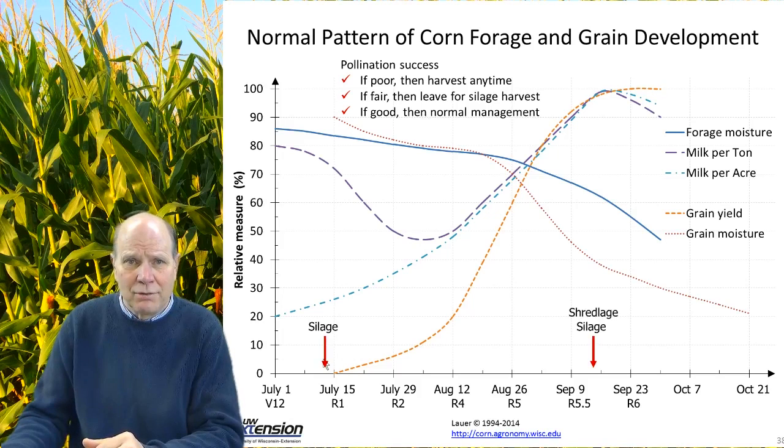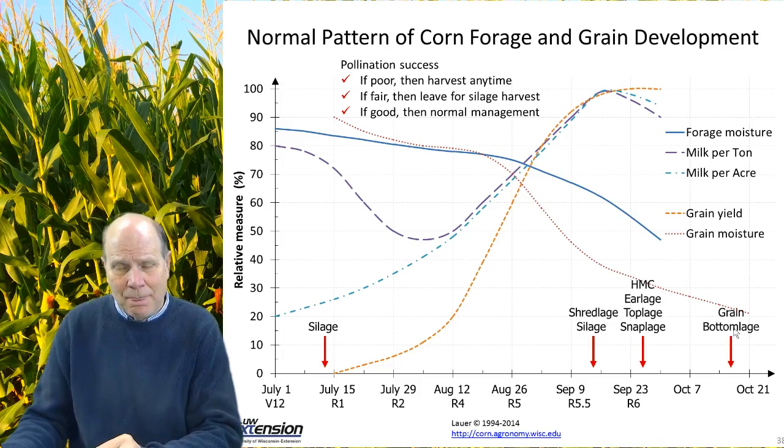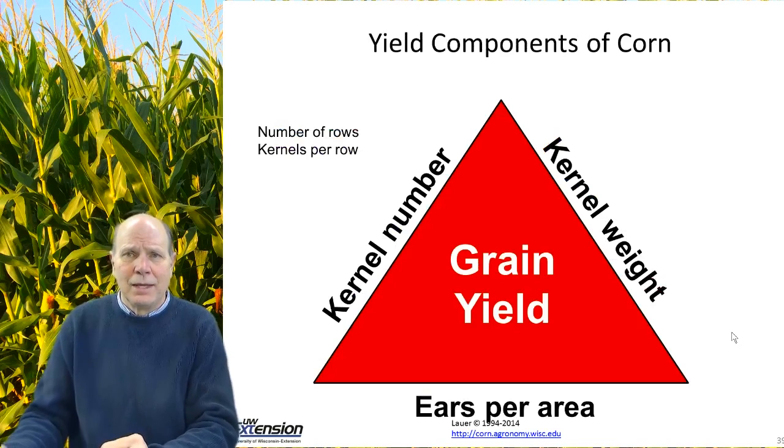Generally, silage can be harvested here as well as over here. Now we see a lot of shredlage coming into play in Wisconsin dairies. If you let it go a little bit longer, and once that grain moisture comes down a little bit, you can also harvest it for high moisture corn, earlage, toplage, snaplage, and then later on as well, you can harvest it for dry grain as well as bottomlage out in this part of the year. And we're seeing a lot of guys harvesting a lot of that stover and using it for bedding in many of these dairies in Wisconsin.